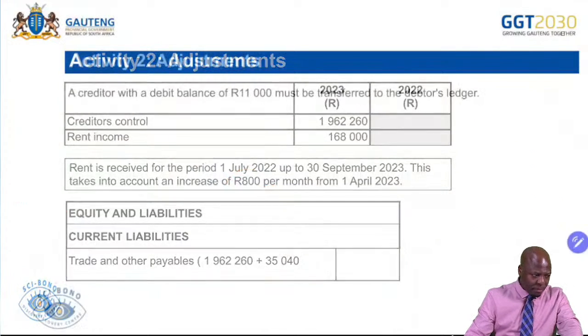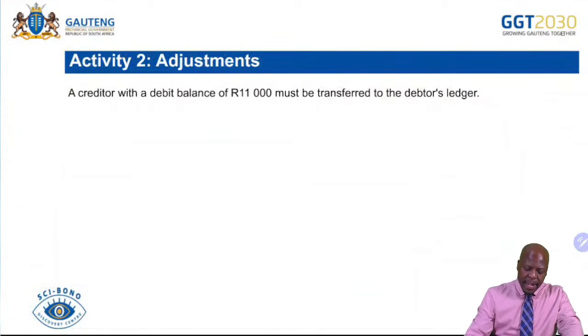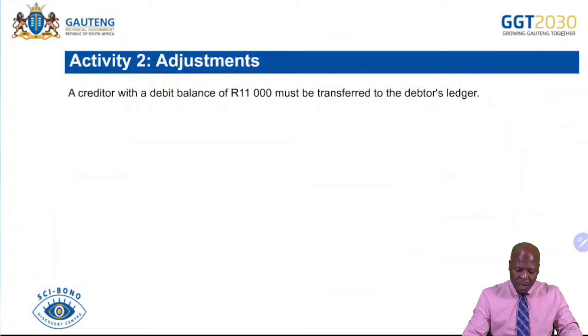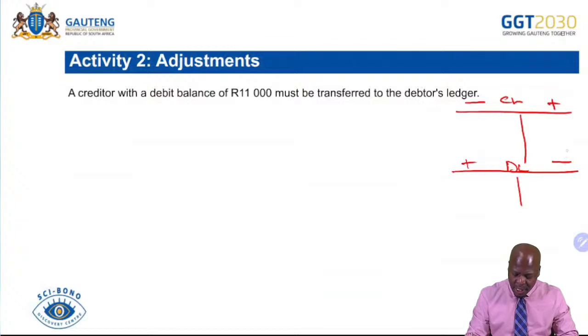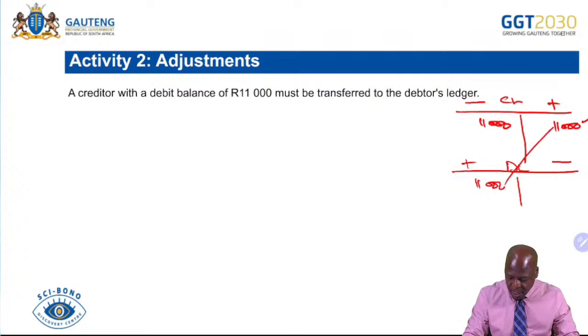Okay, let's do that. The next adjustment says a creditor with a debit balance must be transferred to the debtor's ledger. Okay, so if we have a creditor, so here I have my creditor's ledger, here's a plus and here's a minus. And here I'm going to have my debtor's ledger, which is a plus and here's a minus. A creditor with a debit balance, so here's a debit balance of 11,000, must be transferred to the debtor's ledger. If I'm transferring this to the debtor's ledger, I'm bringing 11,000 here, which to complete double entry, I'm going to bring 11,000 here. So my signs are going to be a plus and a plus.